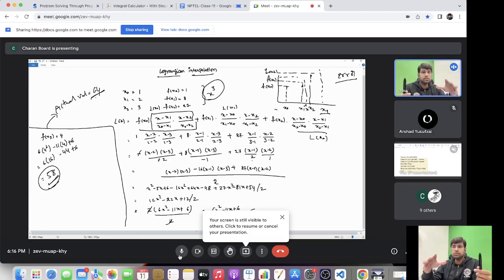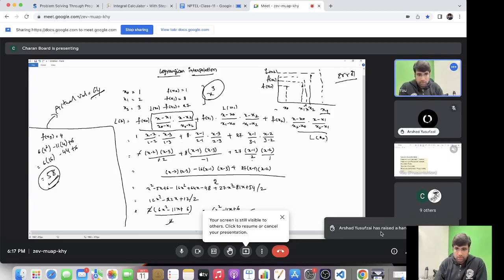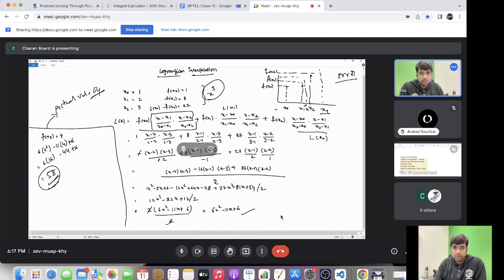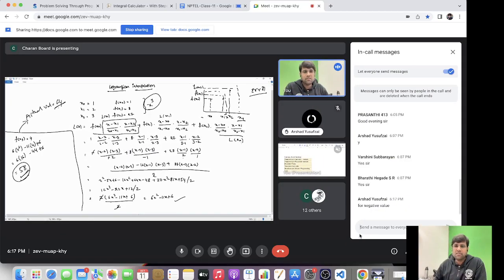Now we will try to understand how we will do the exact thing in a programming language. So yeah, Arshad, you raised a hand. For negative values also you can try. You can use the formula and figure out, and then you will get the value.